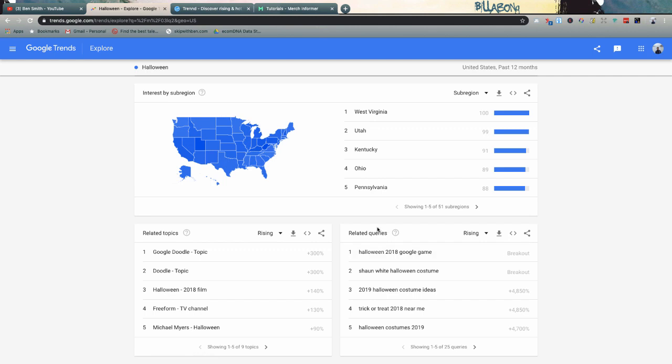Now this is really nice if we already know a keyword that we want to do some additional research in. So let's say we're searching for turtles and we want to see what people are searching for that's related to that keyword or phrase. We kind of have a good idea down here. So with Halloween, we can see people are also searching for Halloween costumes, 2019 Halloween costume ideas, etc. You guys get the idea.